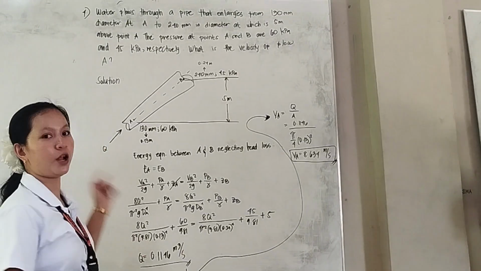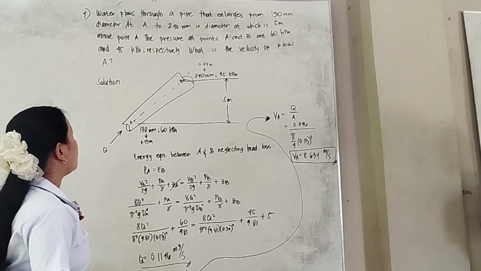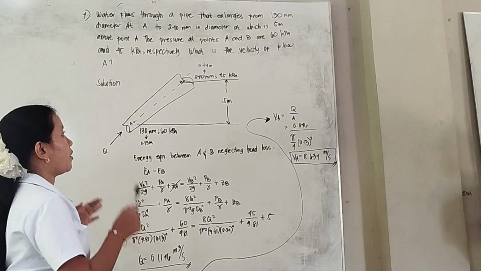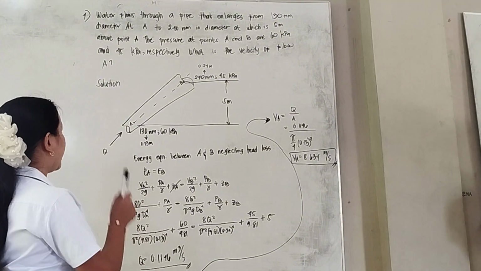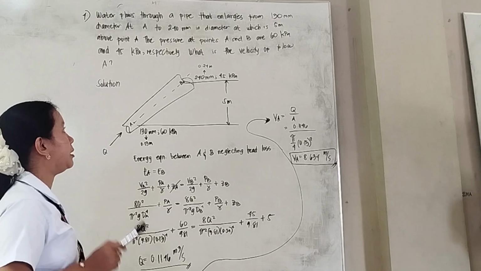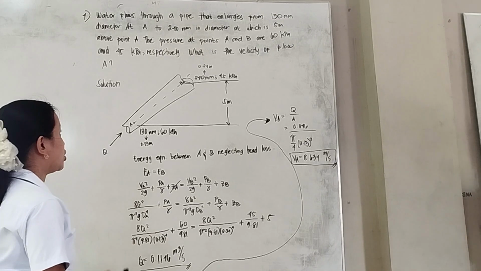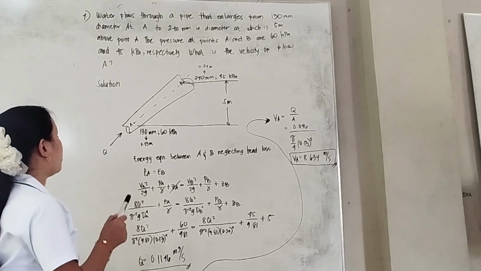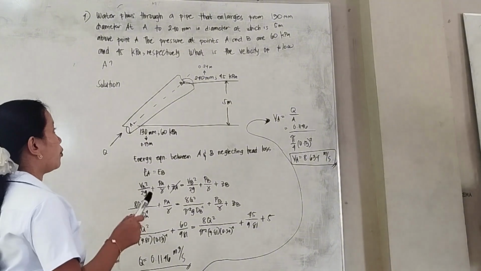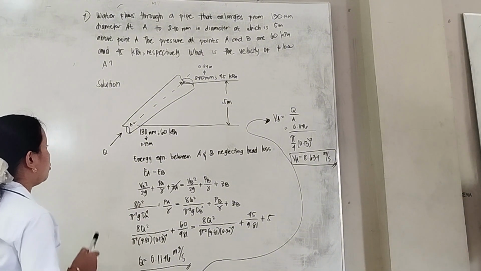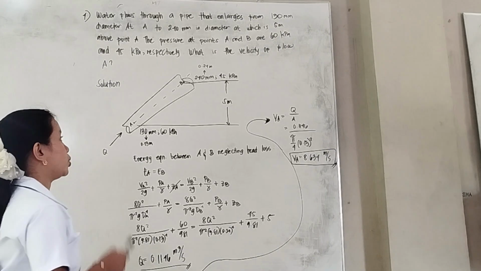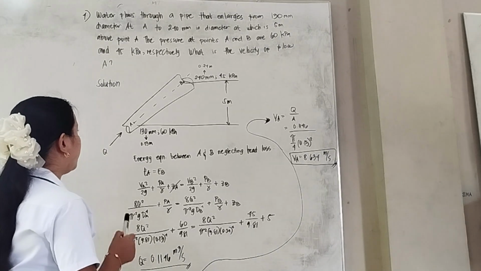Okay, so we have problem number 4. Water flows through a pipe that enlarges from 130 millimeter diameter at A to 240 millimeter in diameter at B, which is 5 meters above point A. The pressure at point A and B are 60 kilopascal and 45 kilopascal, respectively. So what is the velocity of flow at A?